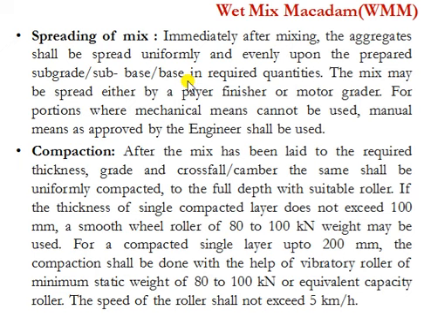If the thickness of a single compacted layer does not exceed 100 mm, a smooth roller of 80 to 100 kN weight may be used. For a compacted single layer up to 200 mm, the compaction shall be done with the help of a vibratory roller of minimum static weight of 80 to 100 kN or equivalent capacity roller. The speed of the roller shall not exceed 5 km per hour.